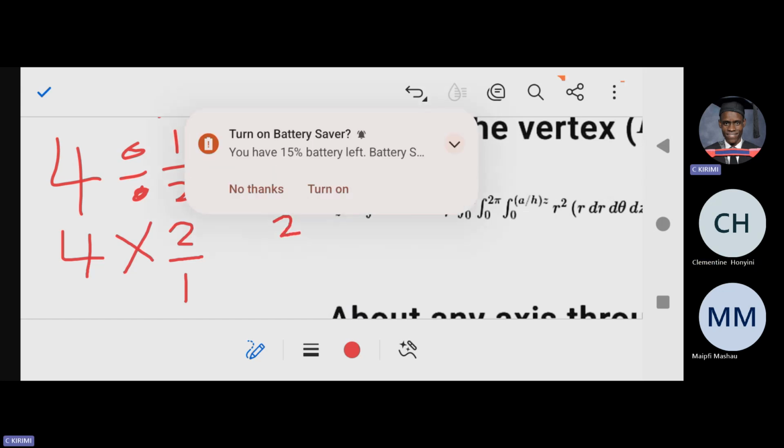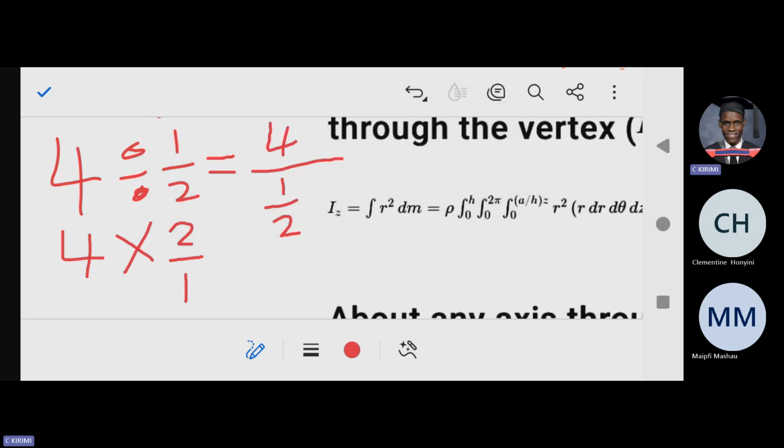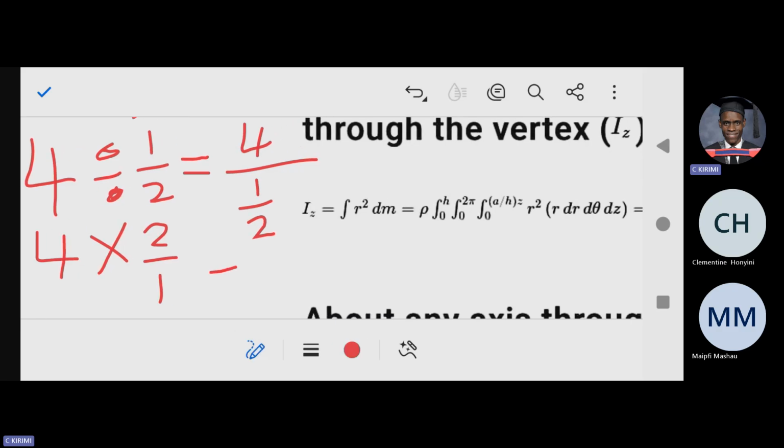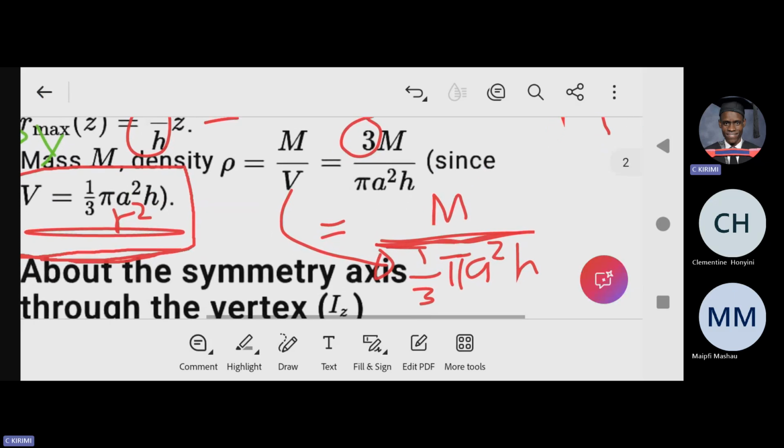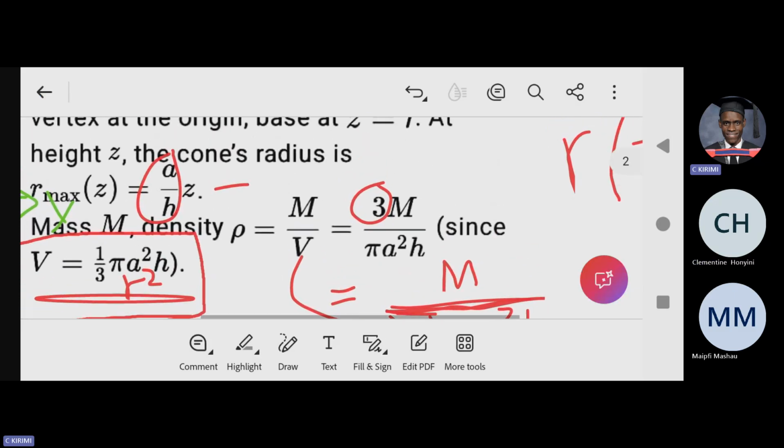Can be written as 4 divided by what? By half. So what I'm trying to show you is that 4 divided by half can also be written as 2. This half you can put on the denominator, which is 2 times what? 4. Times 4, which is what they used here. Instead of dividing by 1/3, you can also say it's times 3.